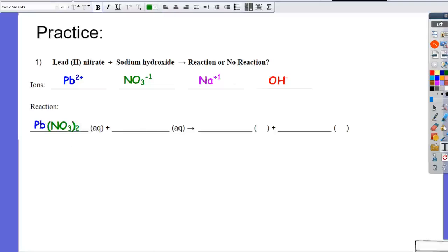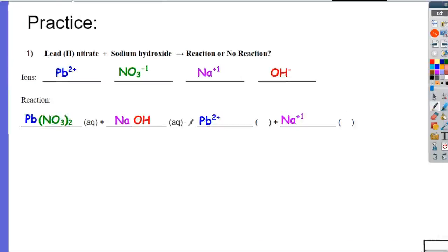And then my second reactant is going to start with my Na. If I use my crisscross, it shows me I only need one of each. So Na and OH. Now I need to come up with my potential products. So my recommendation is take your cations, write those ones first. So out of my pool of 4 potential ions, I have already taken care of half of them. I don't need to worry about placing my lead or my sodium now.